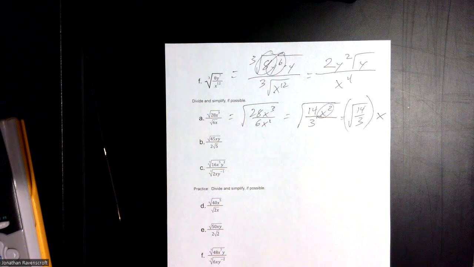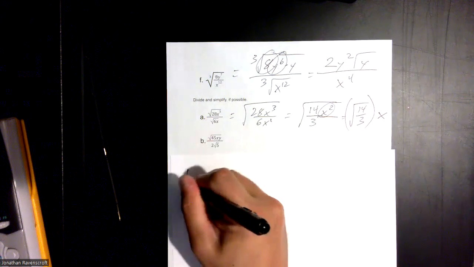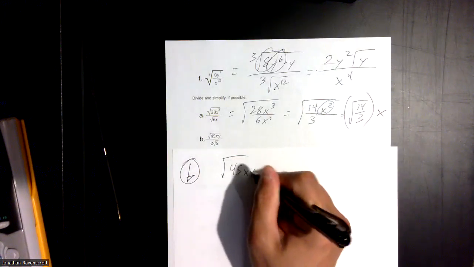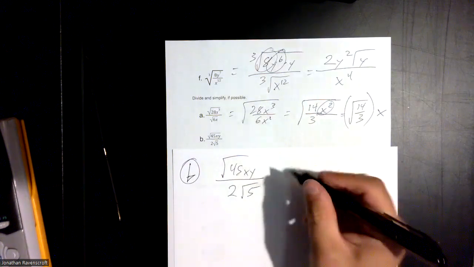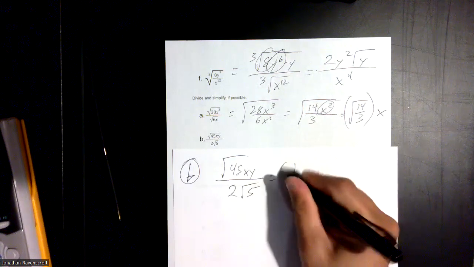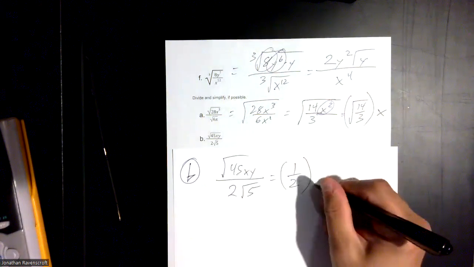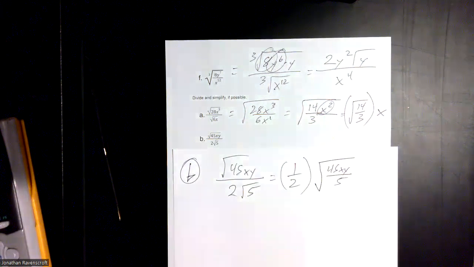For the next problem, be careful. You've got this 2 over here, and notice that that 2 is not under the radical. Square root of 45xy over 2 square root of 5. Let me just move the 2 out of the way. Let me just make that 1/2. Just park it outside so that I can write square root of 45xy over 5.